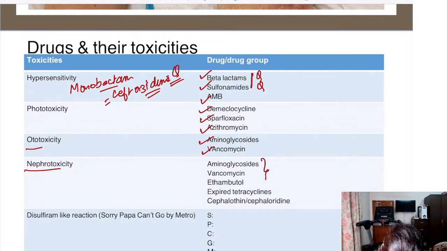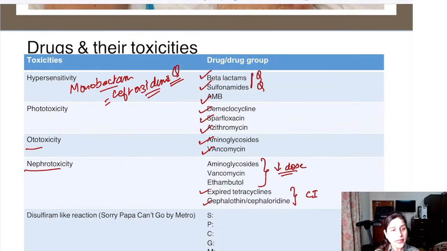These three drugs, you need to decrease the dose. Okay? Whenever there is a patient of renal failure or there is a decrease in the creatinine clearance, you have to decrease the dose of these three drugs. While the last two are contraindicated as such. Expired tetracyclines, as they say, cause Fanconi syndrome, okay? So they can cause total shutdown and failure. So expired tetracyclines, cephalothin, cephaloridine are contraindicated in renal failures.